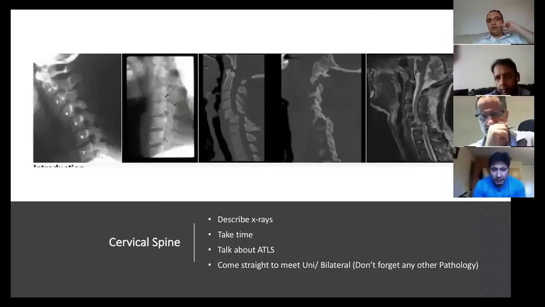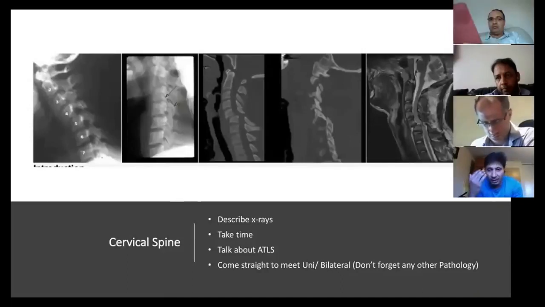Okay, guys, we start now. We start from cervical spine dislocations. So it's not in the order of how it comes, it's in the order of the human body. So I'm starting from top and going down.